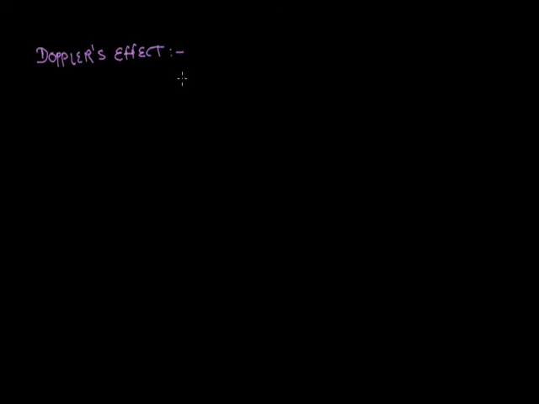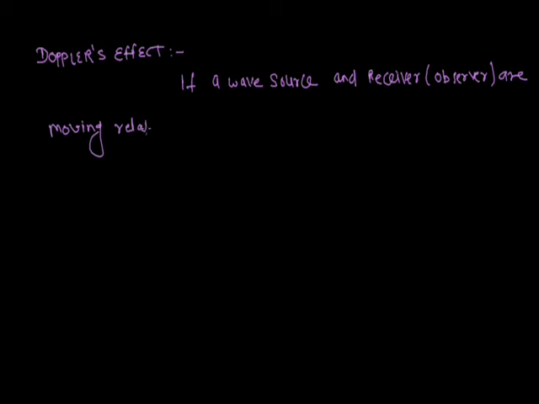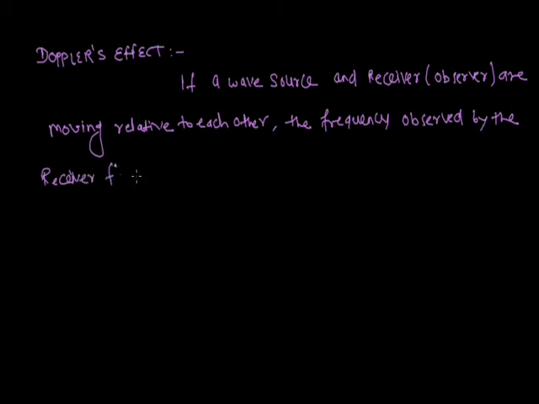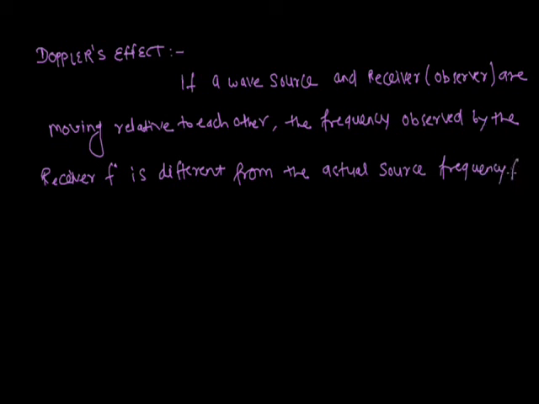Today's topic is the Doppler effect. So what is the Doppler effect? If a wave source and receiver, that means observer, are moving relative to each other, the frequency observed by the receiver, suppose f dash, is different from the actual source frequency, that is f. This phenomenon is called the Doppler effect.